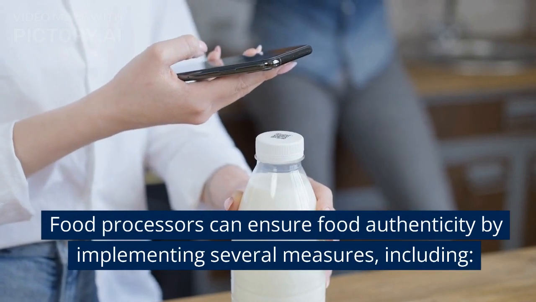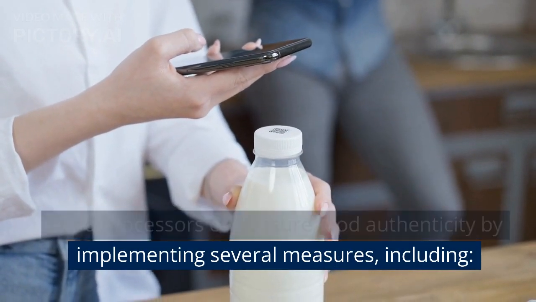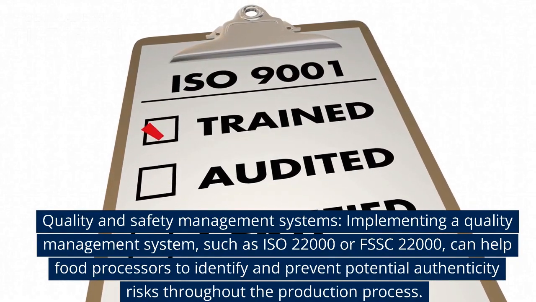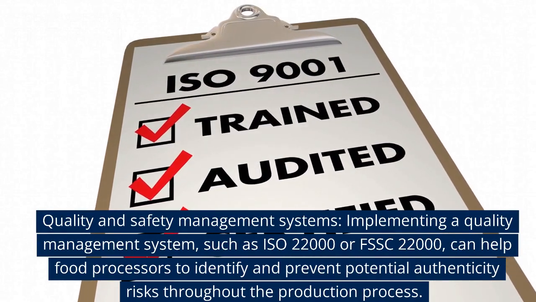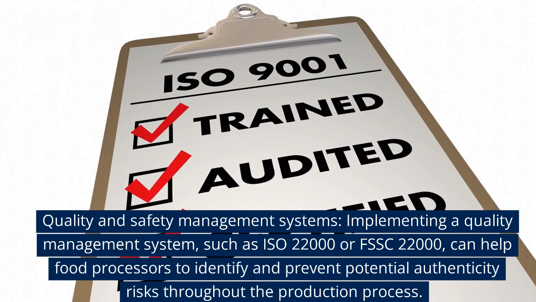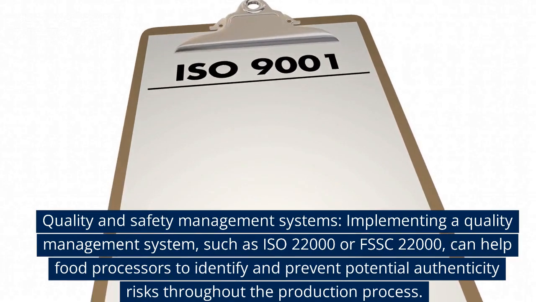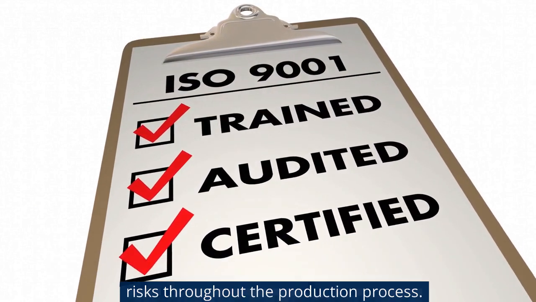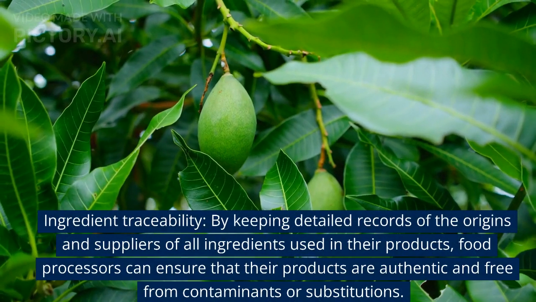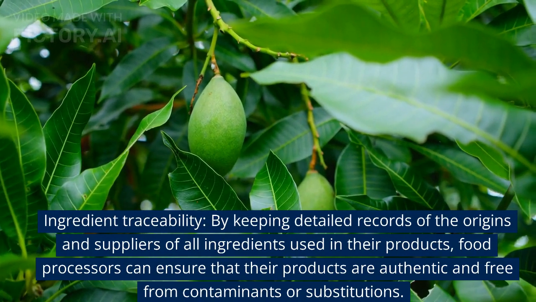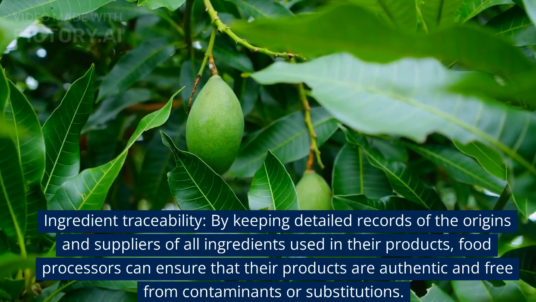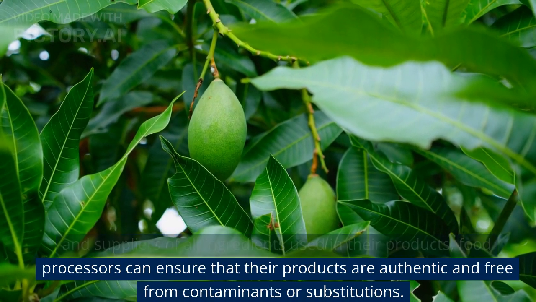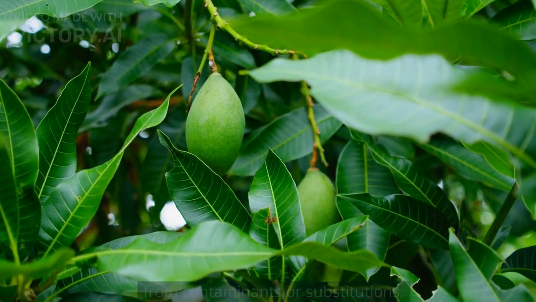Food processors can ensure food authenticity by implementing several measures, including quality and safety management systems. Implementing a quality management system, such as ISO 22000 or FSSC 22000, can help food processors to identify and prevent potential authenticity risks throughout the production process. Ingredient traceability. By keeping detailed records of the origins and suppliers of all ingredients used in their products, food processors can ensure that their products are authentic and free from contaminants or substitutions.